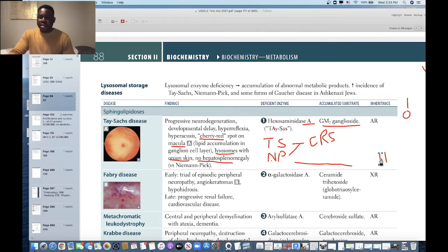Let me throw these things away. So Niemann-Pick has hepatosplenomegaly. No, this thing is bothering me. I have to find a way to use it. Okay, sorry. Yeah. So Niemann-Pick has hepatosplenomegaly.